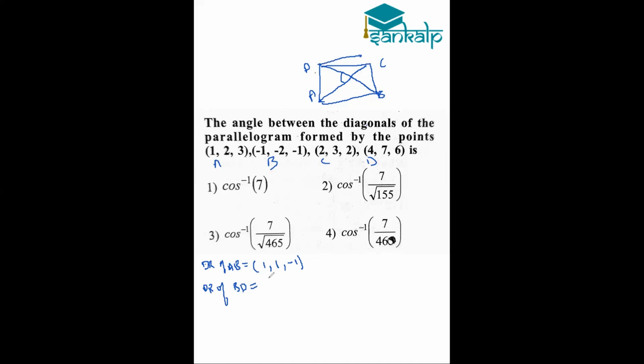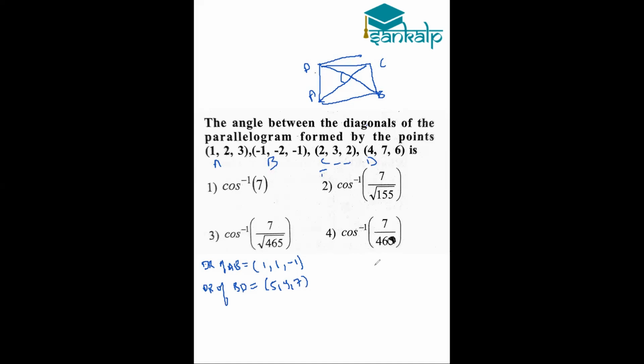So on simplifying the coordinates, we get 5, 9, and 7. Okay, so when you want to calculate the direction ratios, we need to subtract x2 minus x1, y2 minus y1, and z2 minus z1. So this formula we have to apply. So we have got the coordinates of both the diagonals. Next, we can calculate the angle.